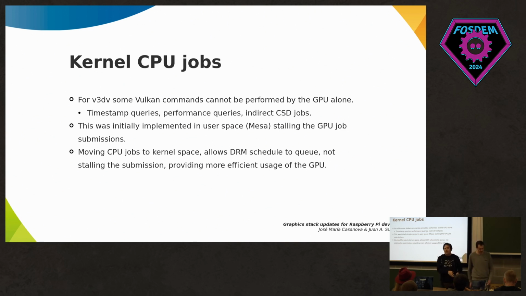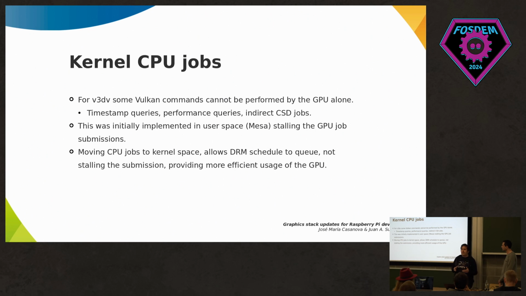Well, continuing with our work on Vulkan on the Raspberry Pi, we need to implement several features that were not available in the hardware. In this case, we need to create what we call CPU jobs, which is part of the behavior that is not available in the hardware support for the GPU. So we implemented that in the Vulkan driver in user space. But that mainly affected some queries about performance counters, timestamp queries, and compute shader indirect dispatch.